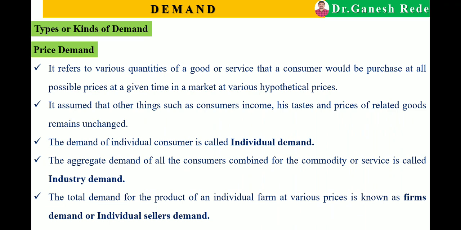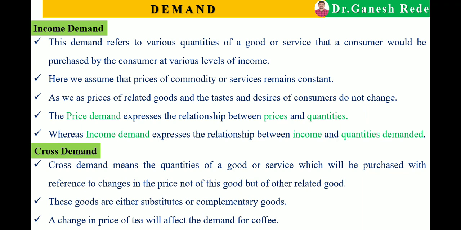Then the total demand for the product of an individual firm at various prices is known as firm demand or individual seller demand. Suppose a particular firm becomes a brand, a standard of quality. Then the total demand for the product of that individual firm at various prices is known as the firm's demand or individual seller demand. So this is about price demand.